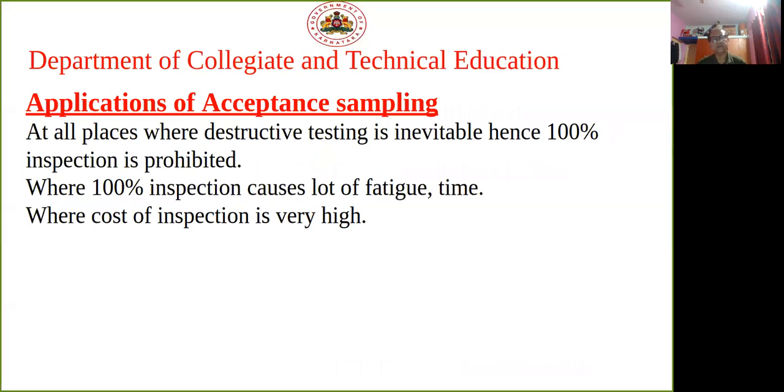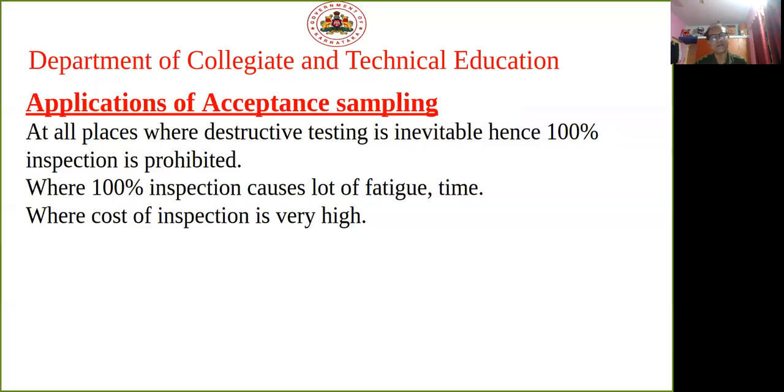So now we'll see where exactly we can use the applications of the acceptance sampling. We can use this acceptance sampling at all the places where there is a destructive test. Where there is a destructive test, we cannot go for the 100% inspection. So, 100% inspection, especially in destructive testing, is prohibited.